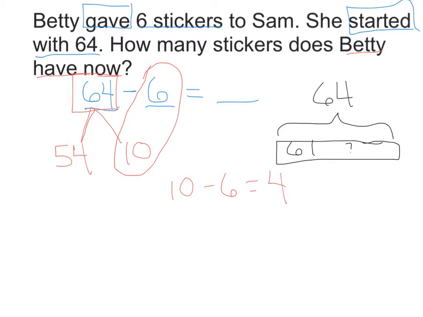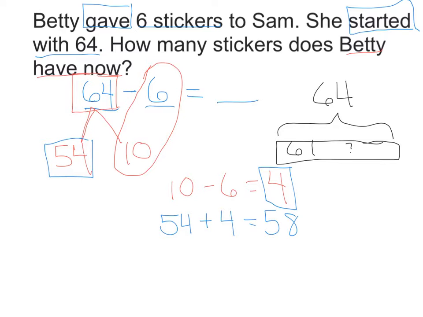Now, I still have one more step because I know that 64 minus 6, that can't be 4. That's too small a number. So I need to come back to my number bond, and I see that there's this other part that I haven't done anything with. So what I'm going to do is add these 2 loose parts together. So now I have 54 plus 4 equals, well, 4 plus 4 equals 8 plus 50 equals 58.